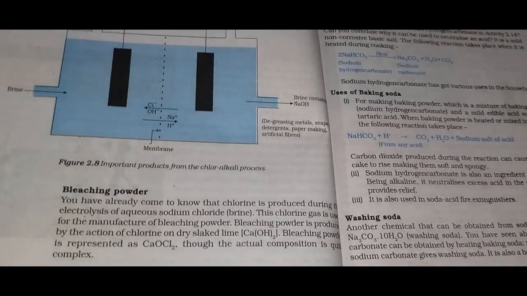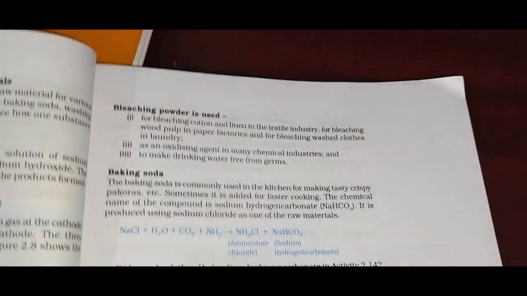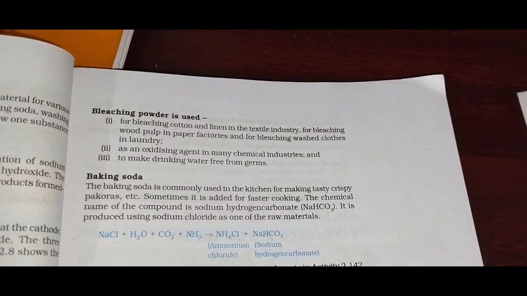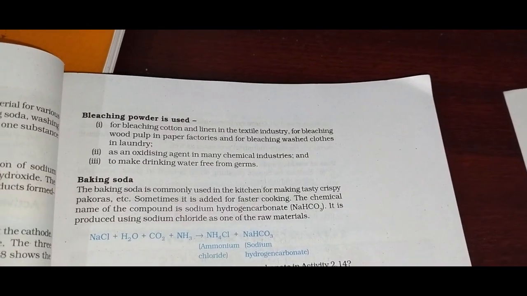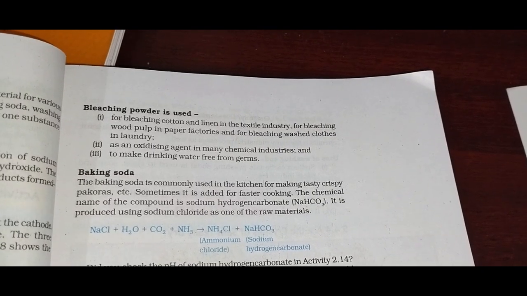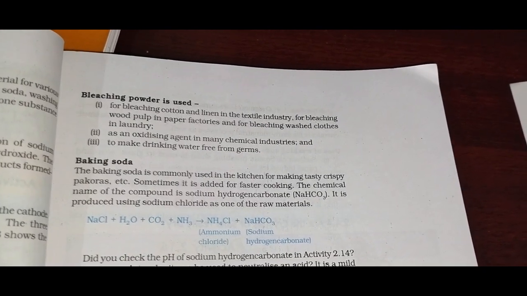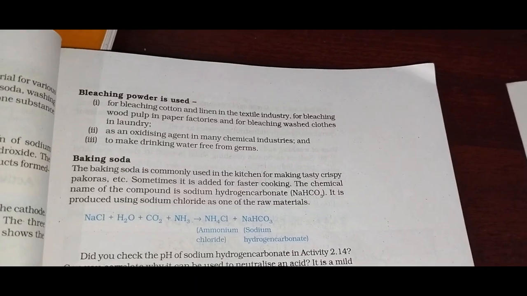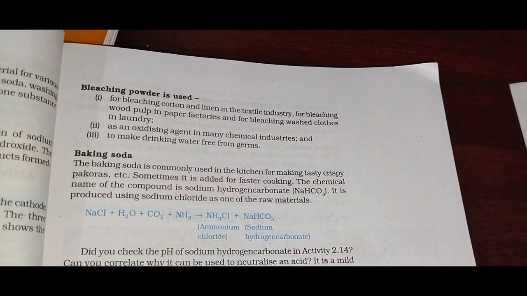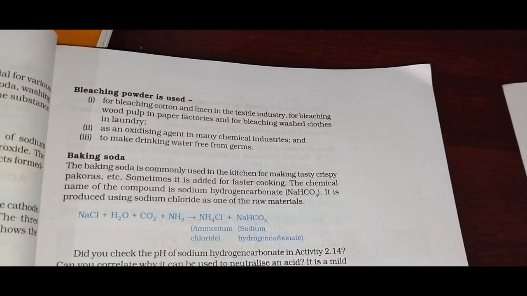What are the uses of bleaching powder? We already know bleaching powder is used in textile industries, for wood pulp in paper factories, and also for bleaching clothes. It is even used as an oxidizing agent in many chemical industries. Even in water, to kill germs, bleaching powder is added.